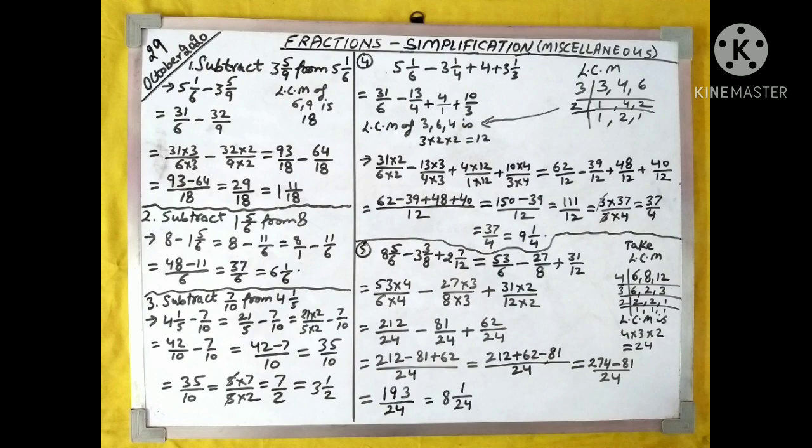8 5 by 6 minus 3 3 by 8 plus 2 7 by 12, which is 53 by 6 minus 27 by 8 plus 21 by 12. So we take the LCM of 6, 8 and 12, which comes out to be 24. So finally we get the answer as 193 by 24, which can be written as 8 1 by 24. So the important thing is take care of the signs of plus and minus and solve it accordingly. So this was the miscellaneous simplification of the fractions.